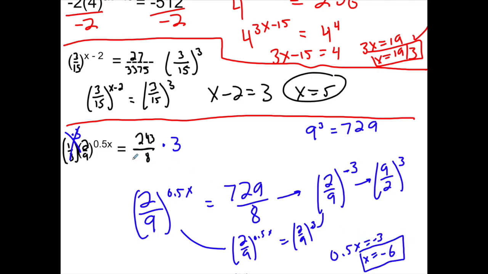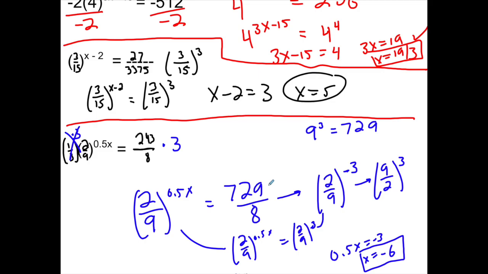Yay! And let's check that out. I plug it in. Negative 6 times 0.5 is negative 3. 2/9 to the negative 3 is 9/2 to the positive 3, which is 729/8. 729/8 to the 1/3 will give me 243/8. Okay, so that's the idea.